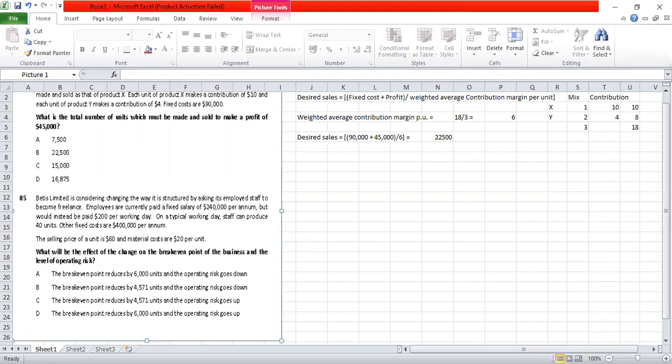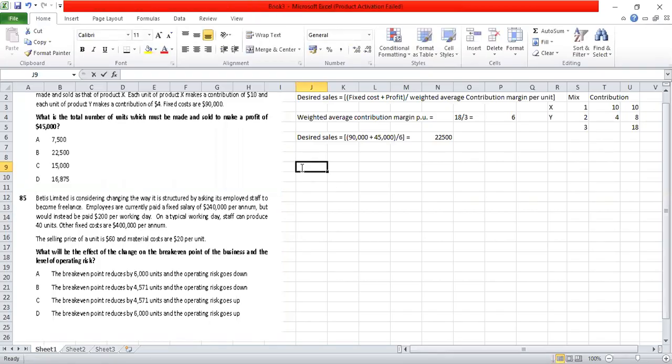It asks us, what will be the effect of the change on the break-even point of the business and the level of operating risk. The effect we have to understand is, at present what is the scenario, and if they change to another method, what will be the impact. So first we have to find out the present level, then understand the impact after the proposed change. The proposed change also has to be calculated. Let's see question number 85.